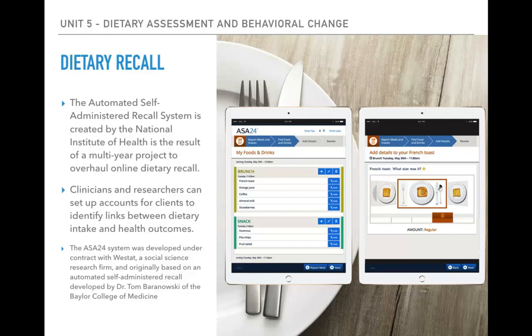The automated self-administered recall system has been created by the NIH to help clinicians and researchers with this 24-hour recall. The ASA-24 uses pictures to better identify the quantity of foods they say that they've consumed, and subjects tend to like it.